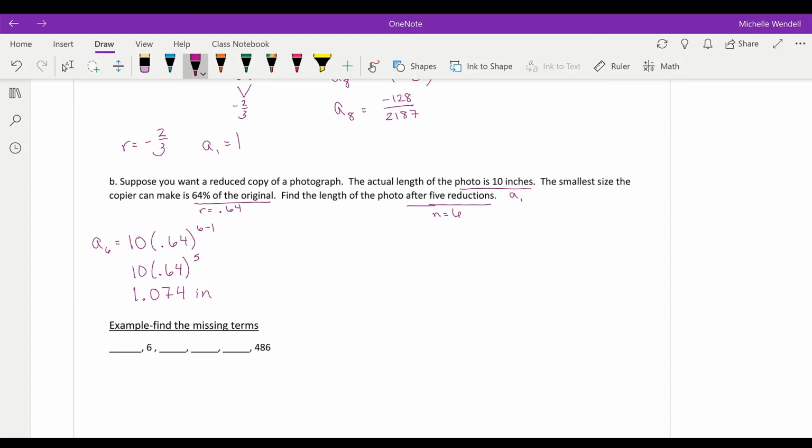And you can check this easily by just multiplying 10 by 0.64 5 times. So I have 10 multiplied by 0.64 is 6.4, 4.096, 2.621, 1.678, 1.074. So if this is a sub 1, then I have 1 reduction, 2, 3, 4, 5 reductions, which is my 6th term in this case.